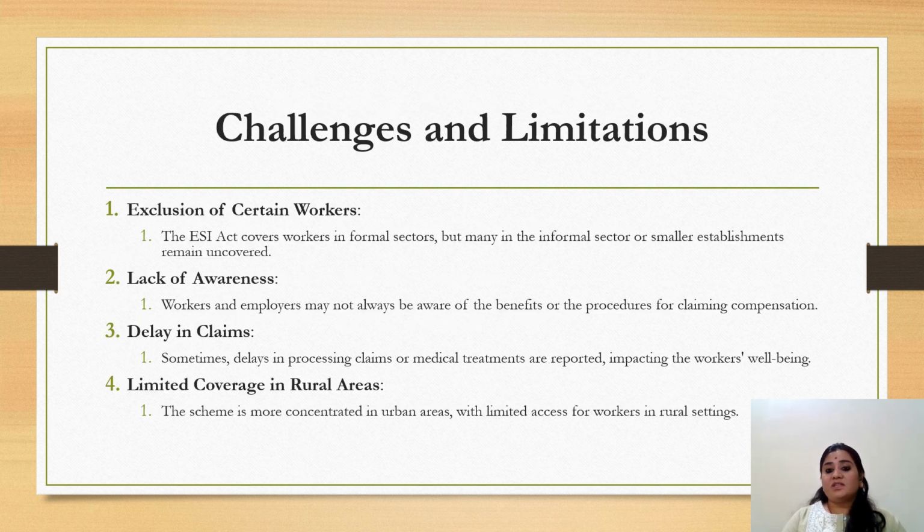There are various challenges and limitations. The first one we will discuss is the exclusion of informal workers: many workers in the small and informal sector remain uncovered. Awareness gap, which is really very important: limited understanding among workers and employers. Claim delay: procedural inefficiency can lead to delay. Rural challenges: limited access to facilities in rural areas. So in this we have learned there is an existing gap, paving the way for discussion on reform.